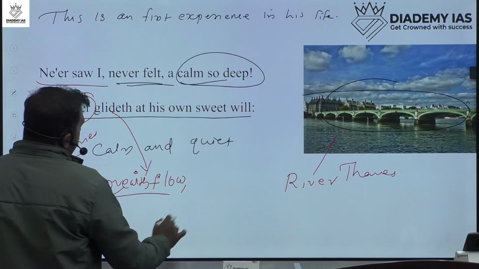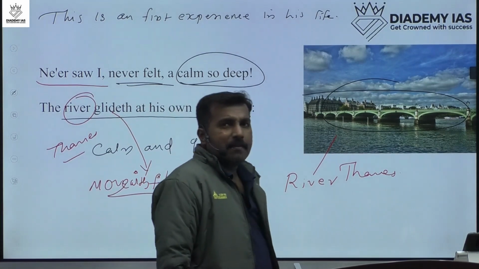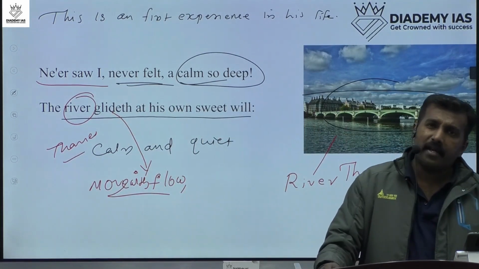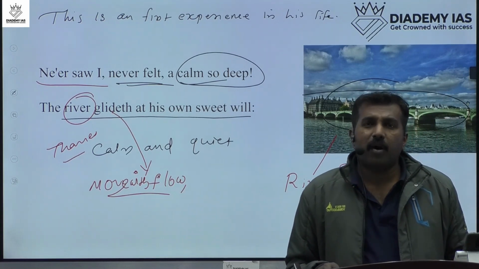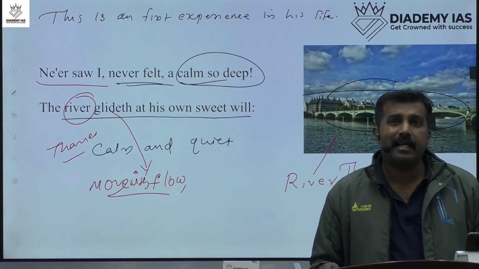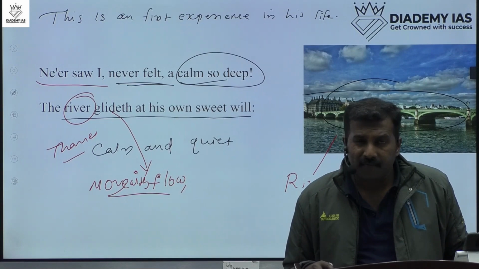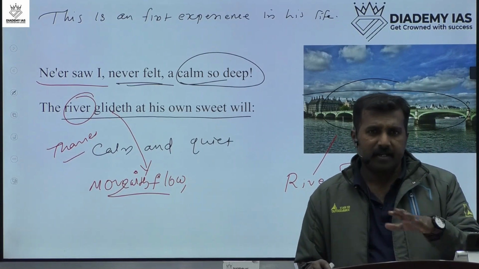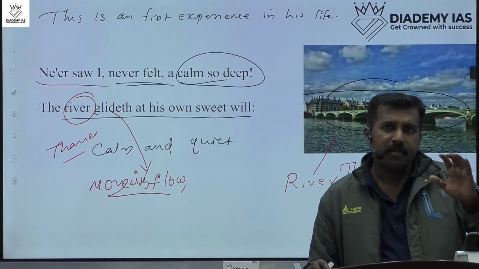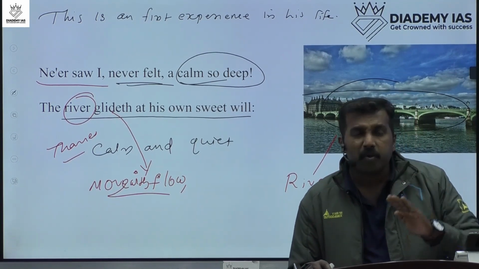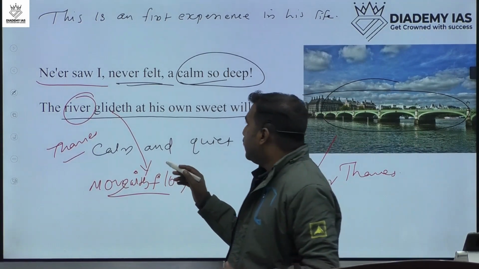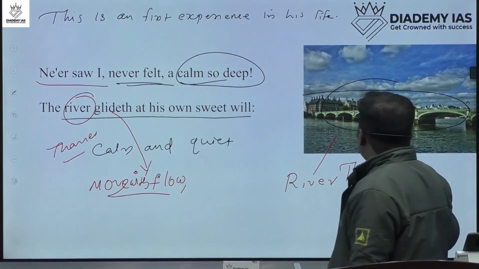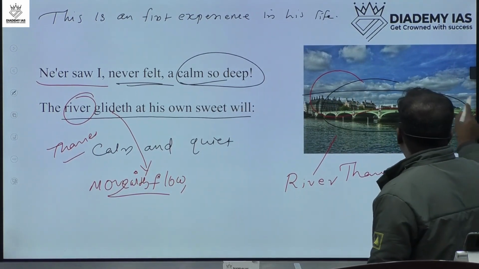Okay. Move with a flow. Here, move with a flow means the river is flowing softly, without any rush or violence. The river is not violent. It's very calm. The poet says the river is flowing very smoothly, and it also improves the beauty of the city.